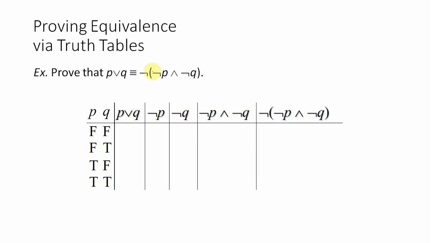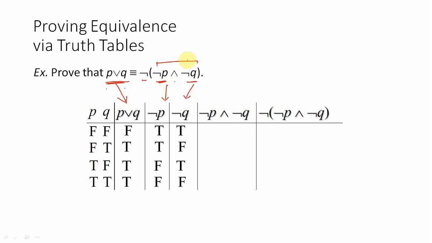Let's take a simple example, proving equivalences via truth table. Let's say I have this expression over here, P disjunction Q, and on this side I have negation of P conjunction negation of Q. Now I say that these two statements are logically equivalent, but how do we verify it? The simplest way is to draw the truth table of the two sides. So P, Q, this is the truth table for the LHS, and for the RHS I'll make negation of P, negation of Q.